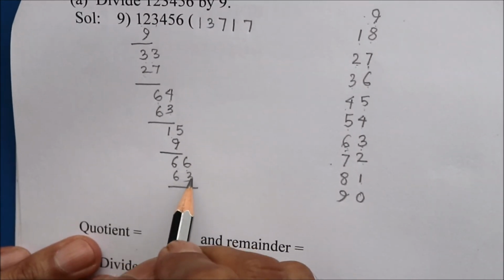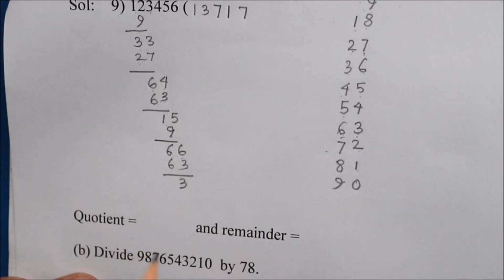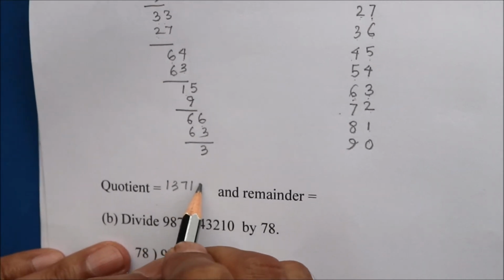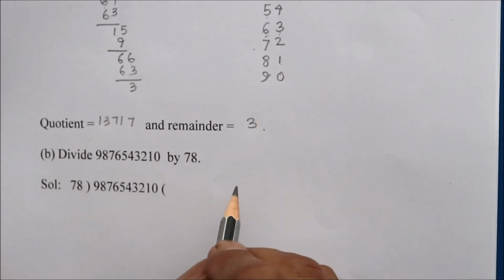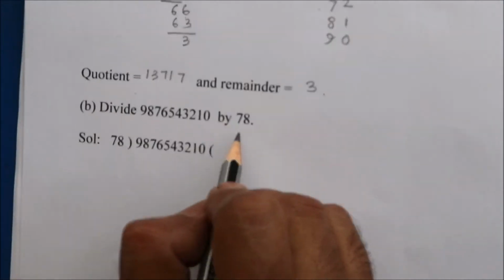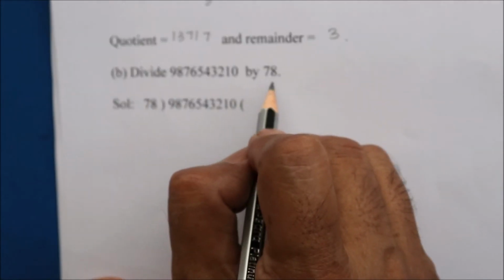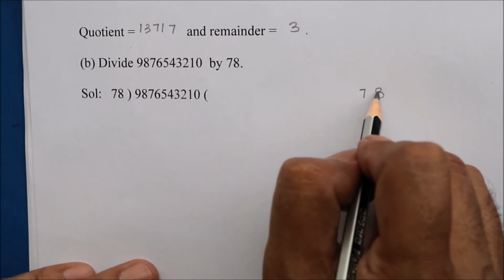6 minus 3, 3. Therefore, the quotient is 13717, and the remainder is 3. Here we write the first 10 multiples of 78 on the right hand side of the answer.